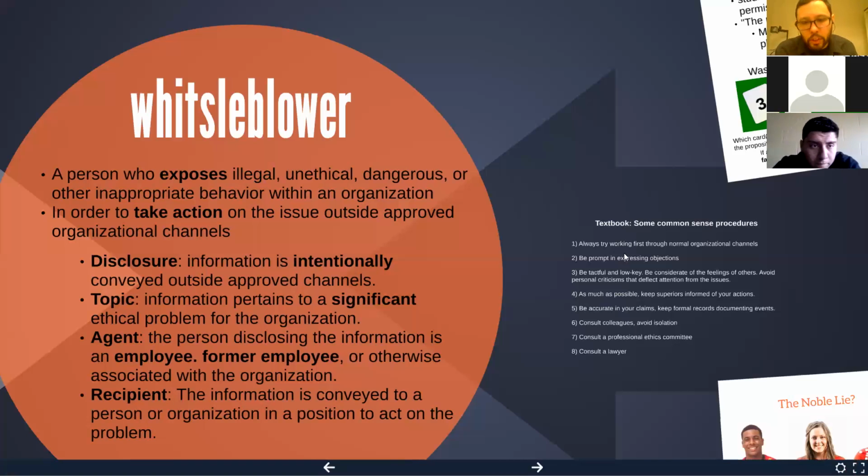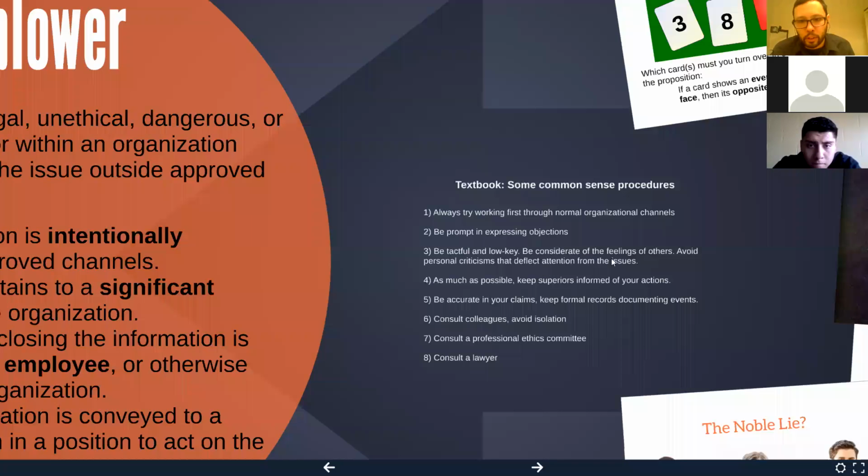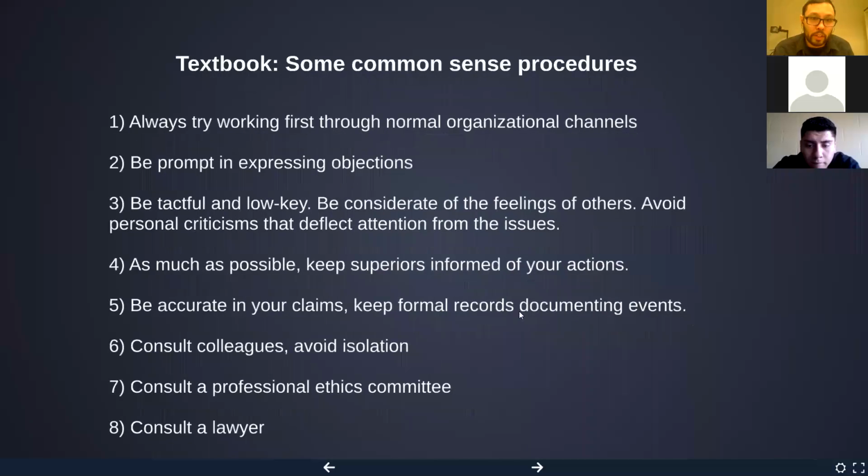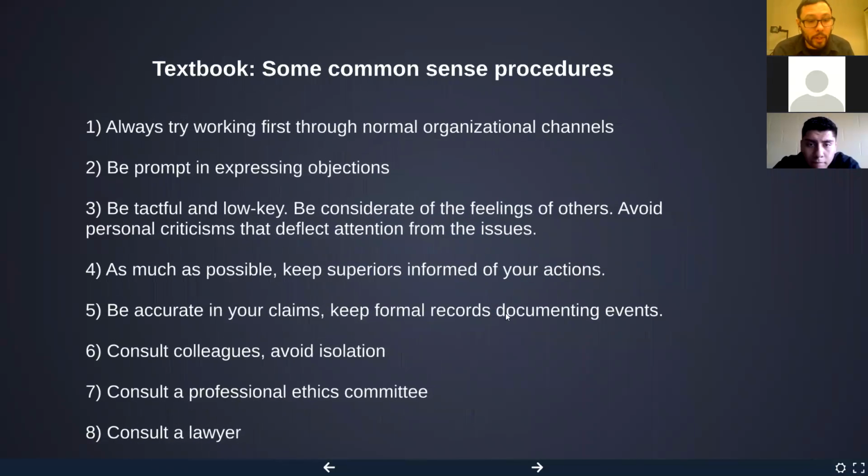I think what you need to be looking for are your allies. You need to be looking for the people that are willing to help you, that do take the ethics seriously. Sometimes it'll be a manager, sometimes it'll be an outside organization, but you need to be looking for who the friendlies are. The textbook gives you some procedures for doing this. It talks about how to conduct yourself within the organization to make sure that your concerns are heard, first of all, and to make sure that you're protected from any retaliation, secondly.